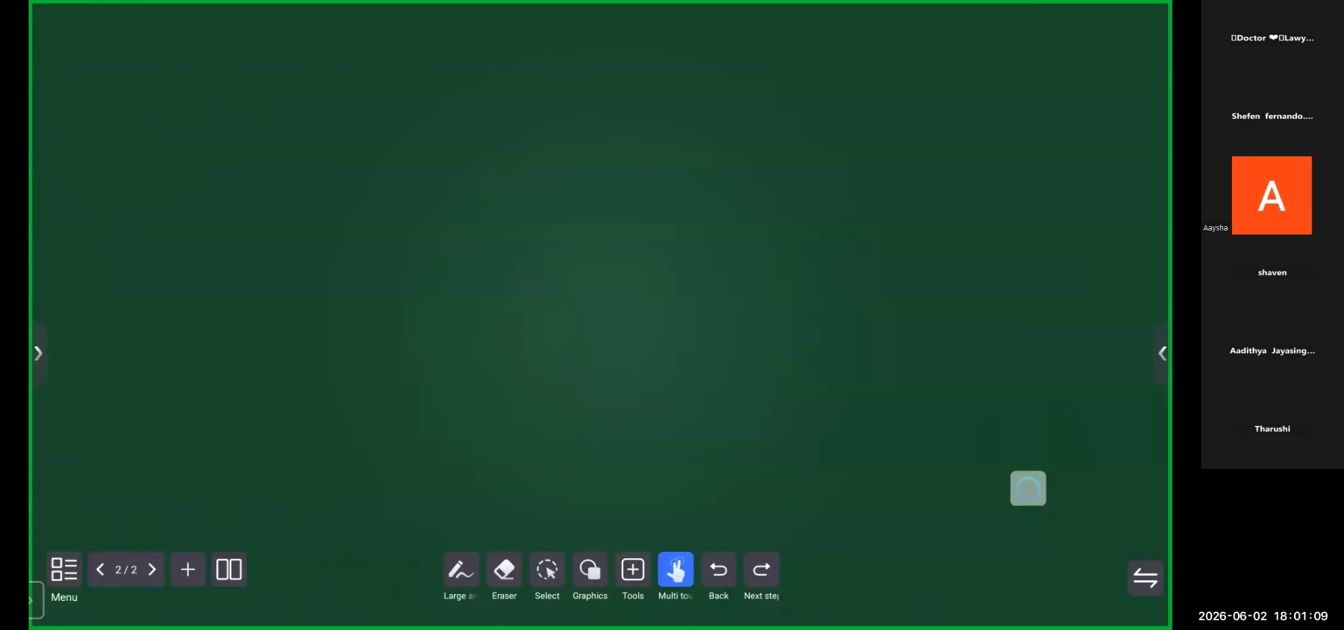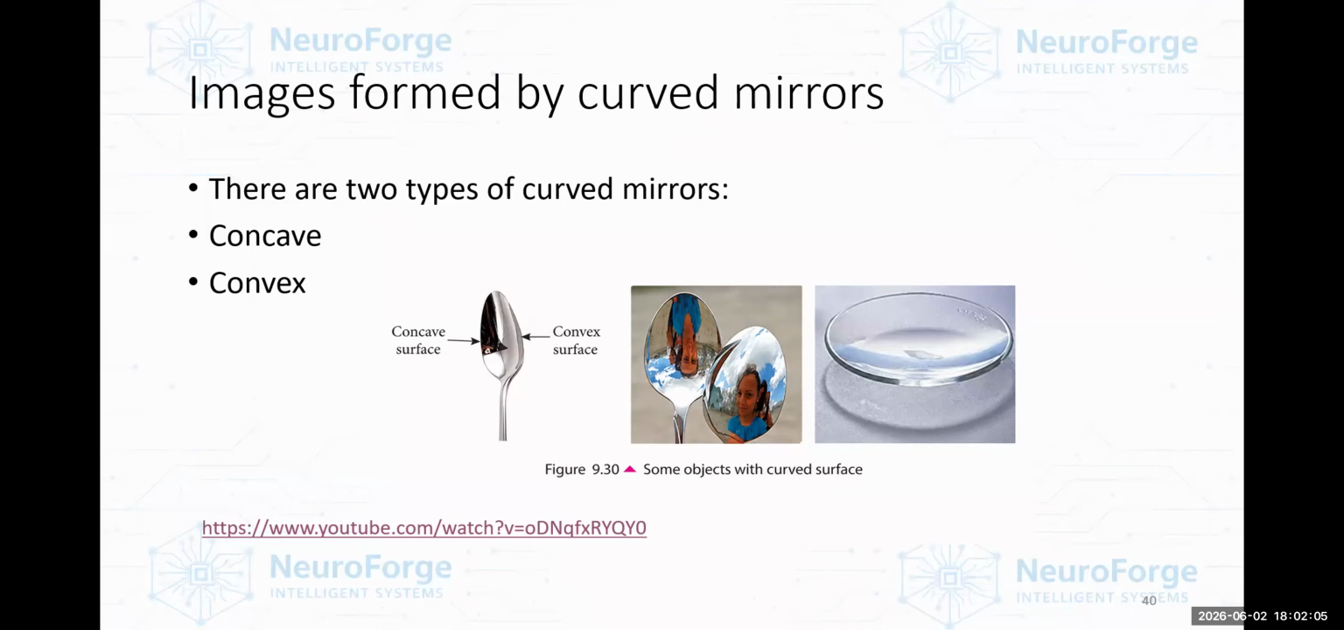Yeah, last time we did images formed by curved mirrors. Can you remember? So there were two types of curved mirrors, concave and convex. So today we are going to understand how the images are formed on these two types of mirrors. Okay, let's watch this video first.